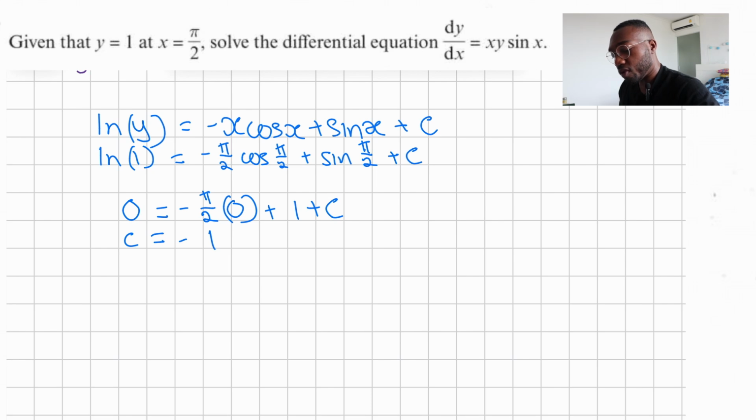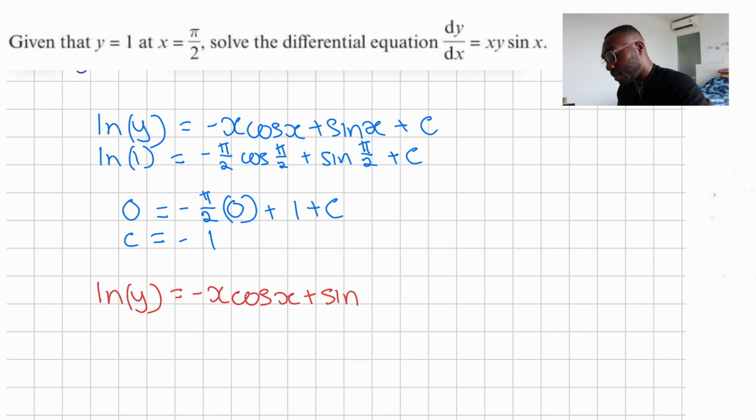Now, therefore, you can say that the equation to this is just ln y is equal to minus x cos x plus sine x minus 1. And that would be the equation for it. It doesn't ask us to give it in the form of y equals f of x. It just wants us to solve this differential equation. We have shown that we have solved it. This would be the answer.